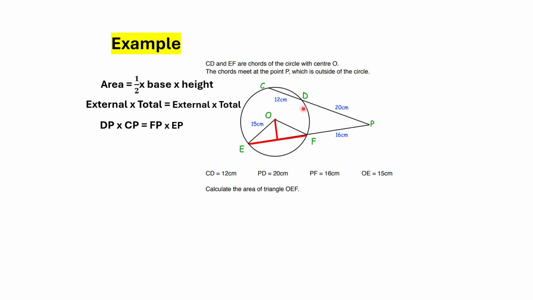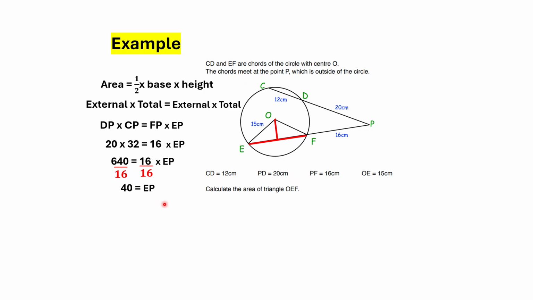Now let's substitute the values. DP is 20, CP is 32 because it's 12 plus 20. And then FP is 16 times EP. Now 20 times 32 is 640, which is equal to 16 times EP. Let's divide both sides by 16. We got EP equals 40, but we don't want EP, we want EF.